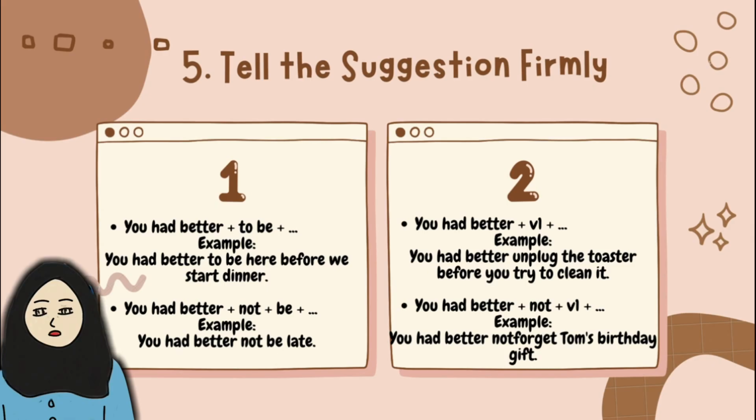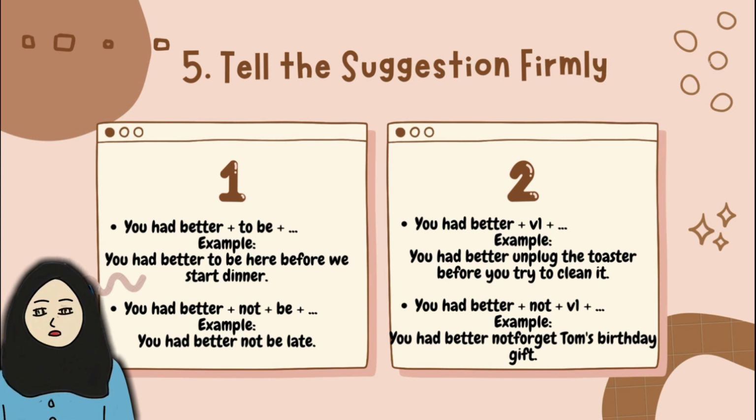So the next subchapter is telling the suggestion firmly. The first formula is you had better plus be. For the example, you had better be here before we start dinner. For the negative one, you had better plus not plus be. For the example, you had better not be late.